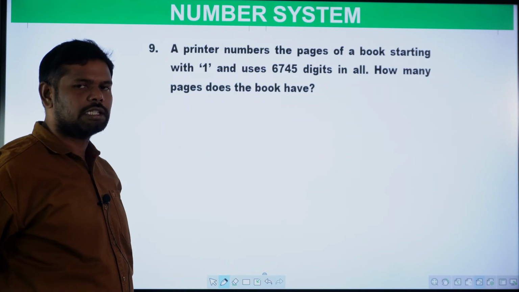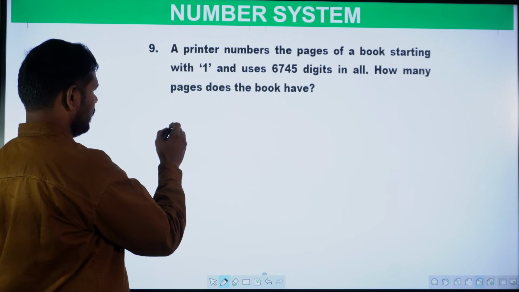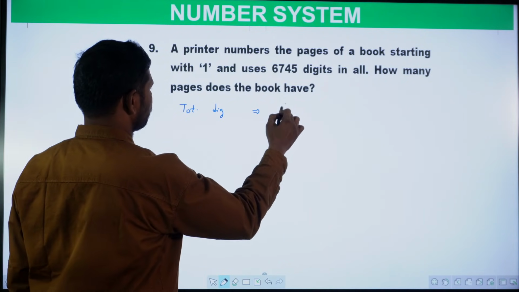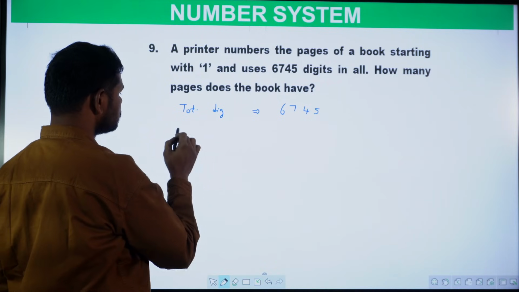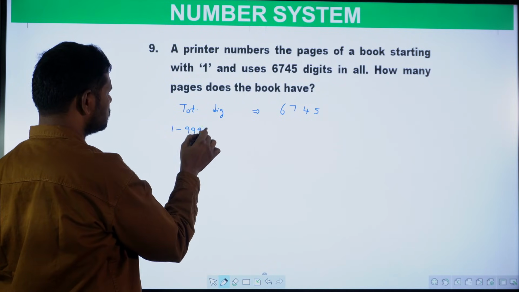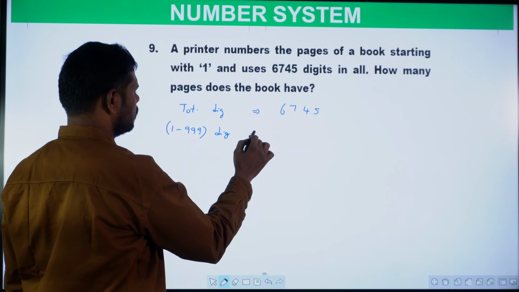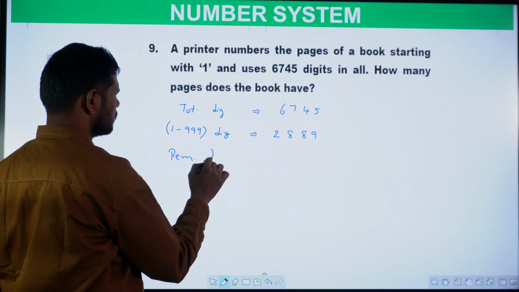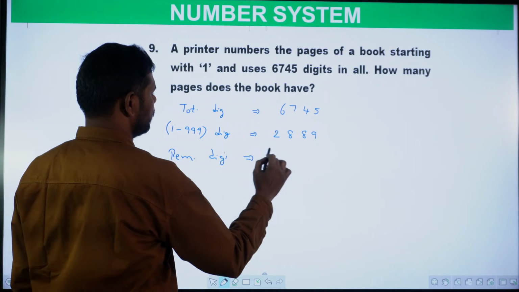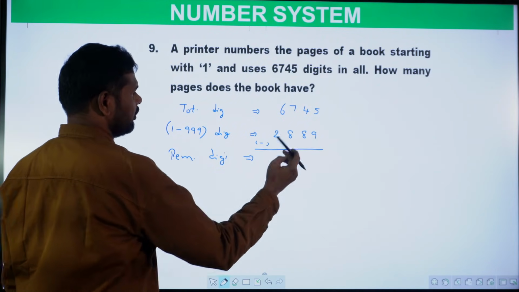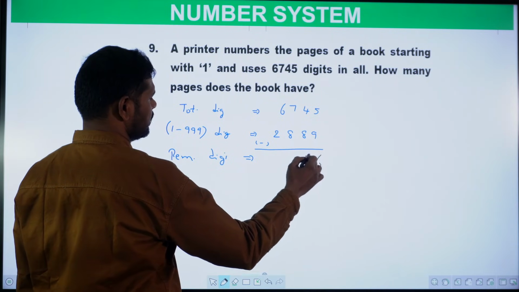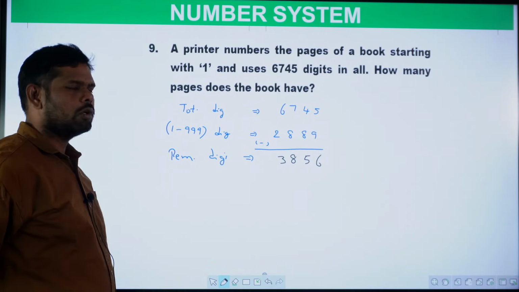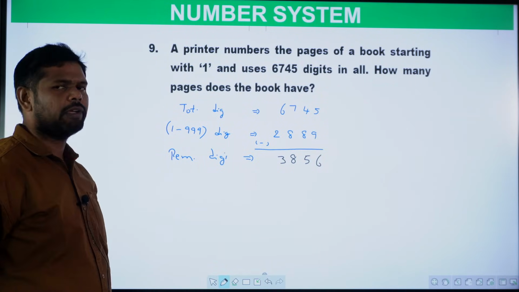Means all 3-digit numbers are included. That's why. So total digits are 6745. And 1 to 999 digits are how many? Also we know, 2889. Yes, clear? And remaining digits are how many? You subtract these 2. 15 minus 9, 6; 13 minus 8, 5; 16 minus 8, 8; 5 minus 2, 3. So remaining digits are 3856.